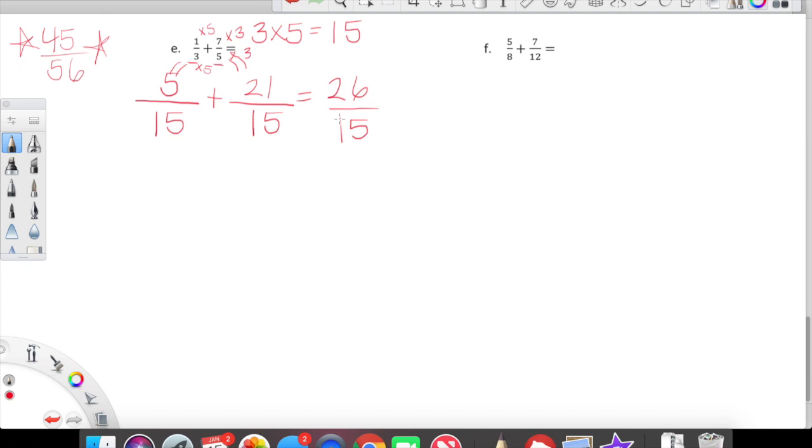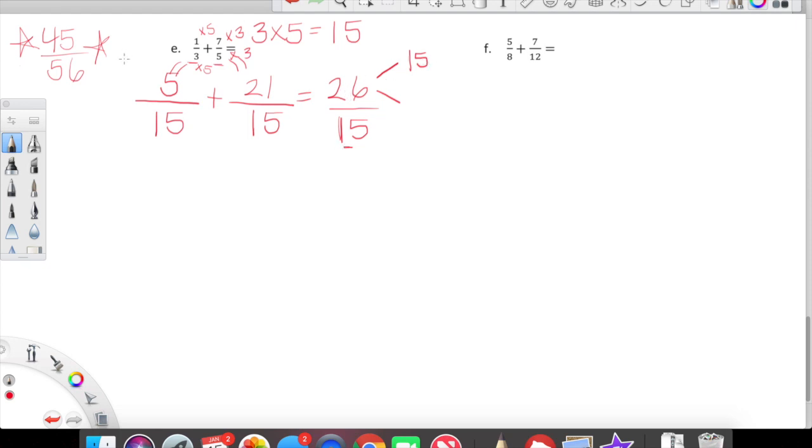Let's go ahead and simplify this. Let's get it to a mixed number in lowest terms. We can do that by decomposing this 26 into 15. I'm pulling a 15 out because that's the denominator, and I know 15/15 is equal to 1 whole.